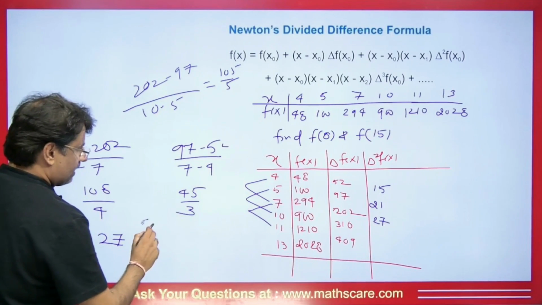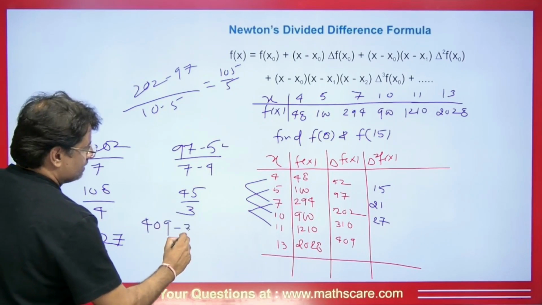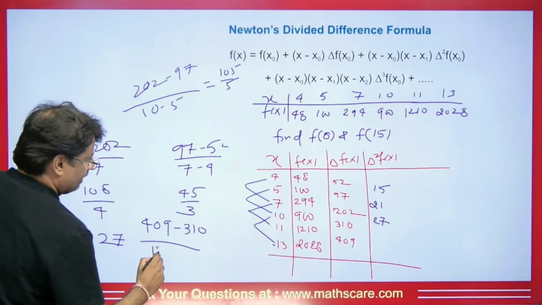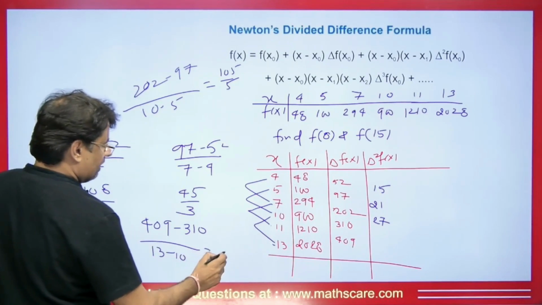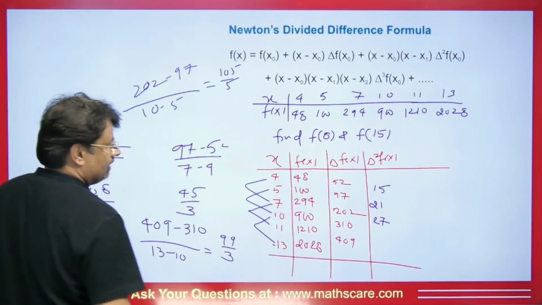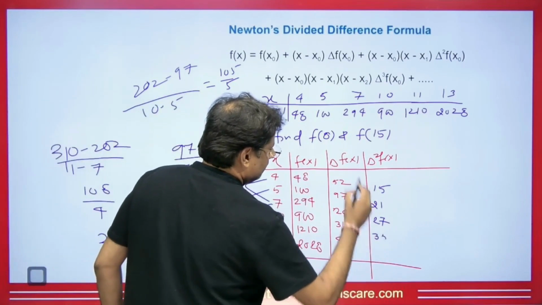Like this, the next value we will get will be 409 minus 310 divided by, and then we will see this difference, so this will be 13 minus 10. Okay, so from here we will have its value. It will be 99 divided by 3. So what do we have here? It will be 33, right?